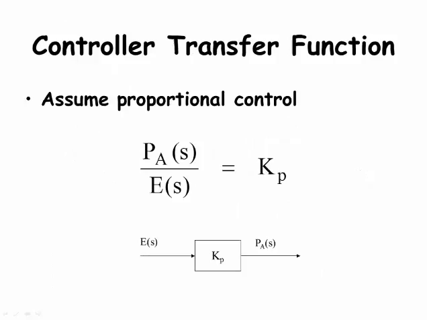Now we need to find the transfer function for the controller. We will assume that we are using proportional control. The transfer function PA over E equals KP. The controller block diagram is shown at the bottom of the page. We could use PI or PID control by just changing the transfer function.